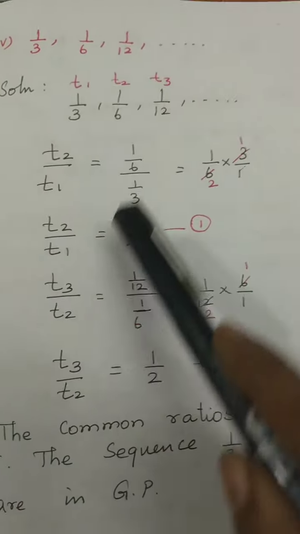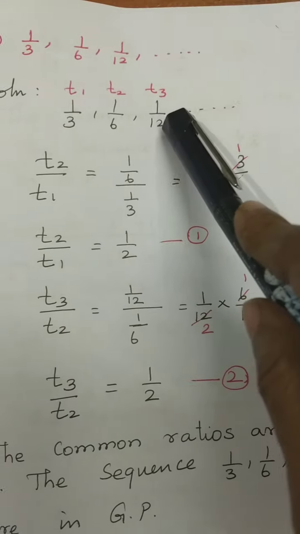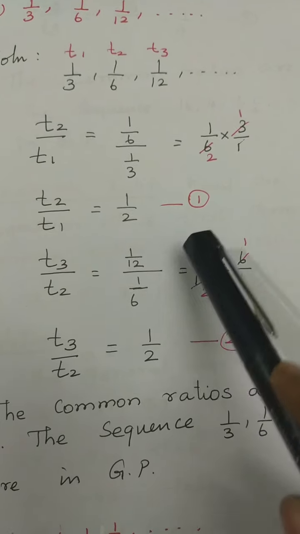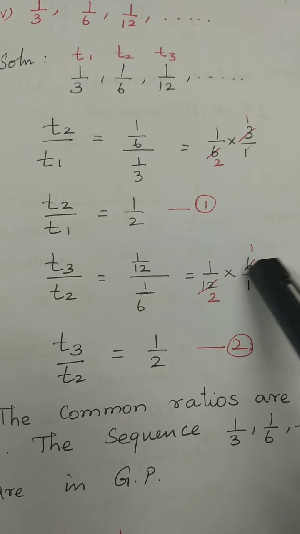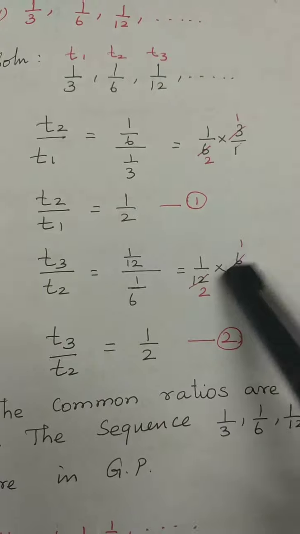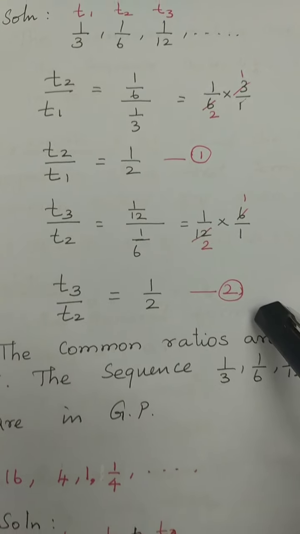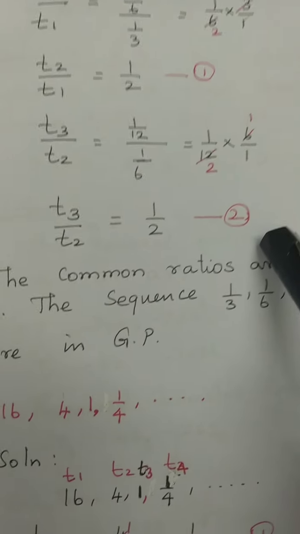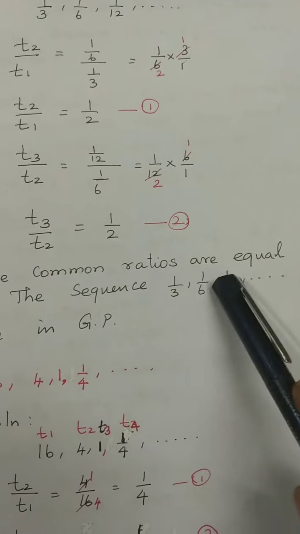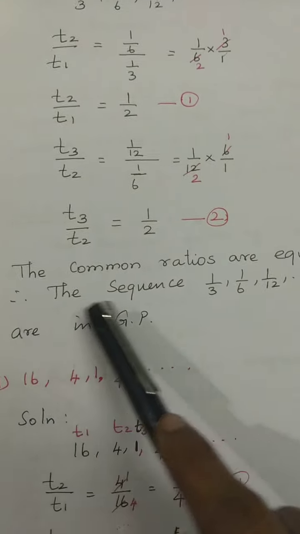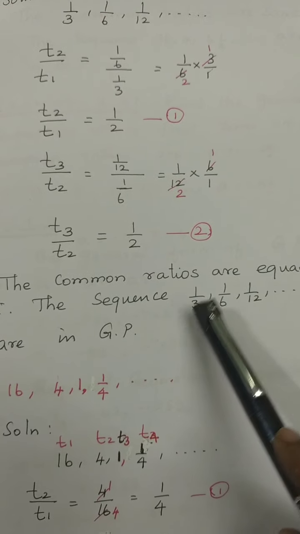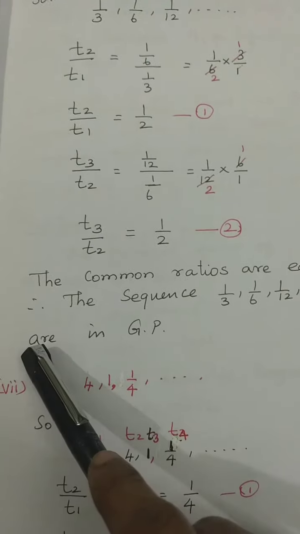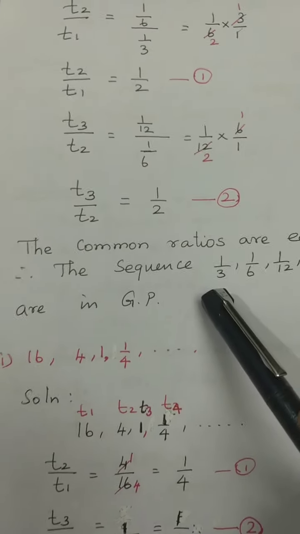Then T3 by T2. Here the T3 is 1 by 12 by 1 by 6 is equal to 1 by 12 into 6 by 1. You cancel, 1 by 2. Here also 1 by 2 is the common ratio. So both the common ratios are 1 by 2. So the common ratios are equal. Therefore the sequence 1 by 3, 1 by 6, 1 by 12, and so on are in GP.